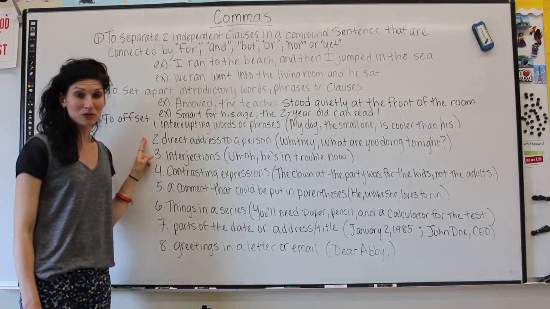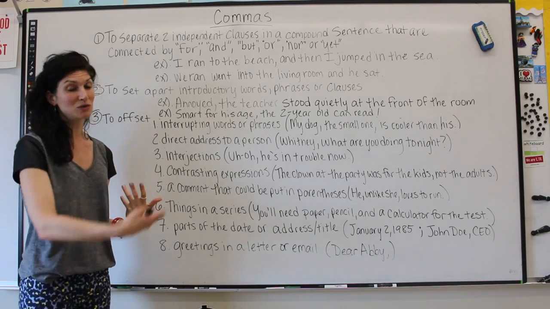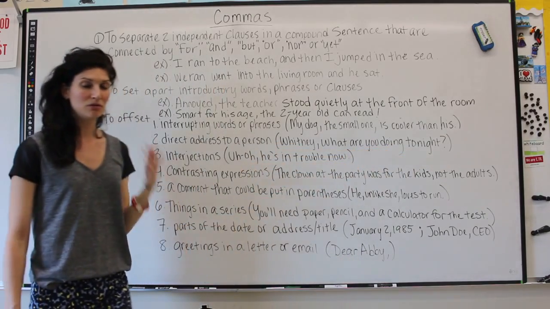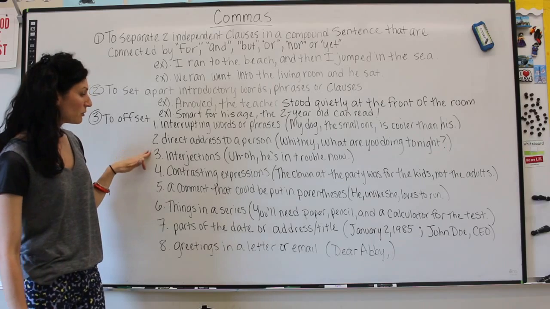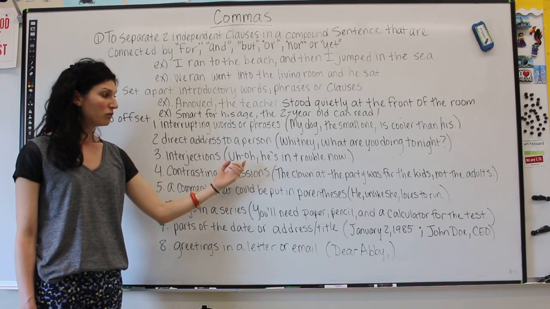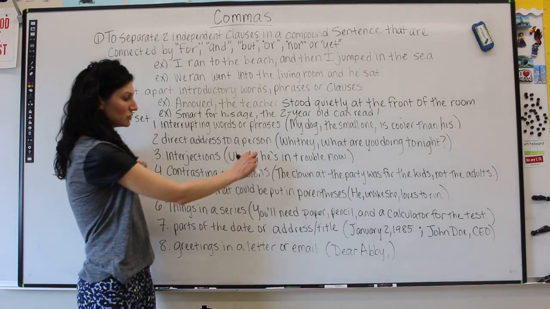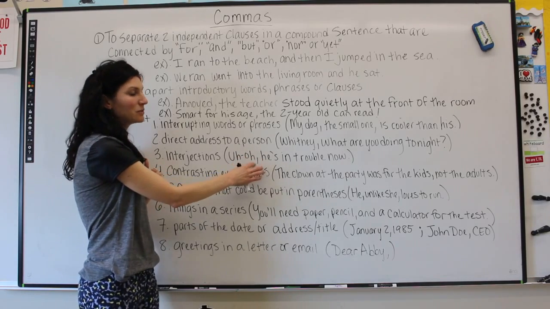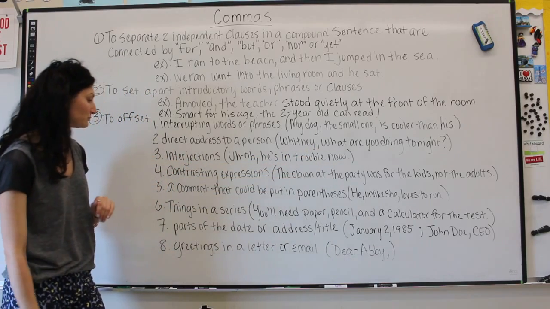The second thing that we would use commas to offset is a direct address to a person. So when I'm speaking to someone, I'm always going to use a comma after their name. So, Whitney, comma, what are you doing tonight? You can actually hear that pause after I say Whitney's name. The third thing is that we use commas to offset interjections. For example, uh-oh, he's in trouble now. It's a phrase that my students use a lot. After you hear uh-oh, you hear a little pause. In that case, we would use the comma to separate the interjection from the rest of the sentence.